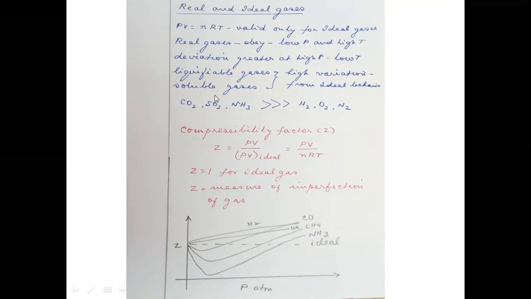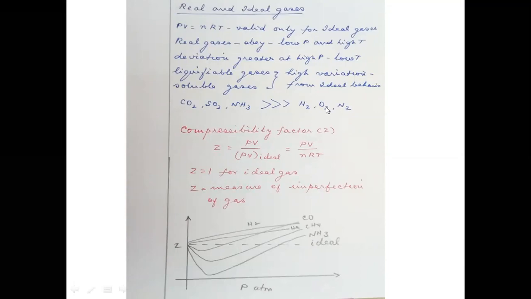Similarly, sulfur dioxide can be dissolved in water. Ammonia can be dissolved in water. Even 1:1 ammonia is possible. 1 ml water, 1 ml ammonia will dissolve, which is called 1:1 ammonia or ammonium hydroxide. So for these gases, the deviation from the ideal behavior is very high.